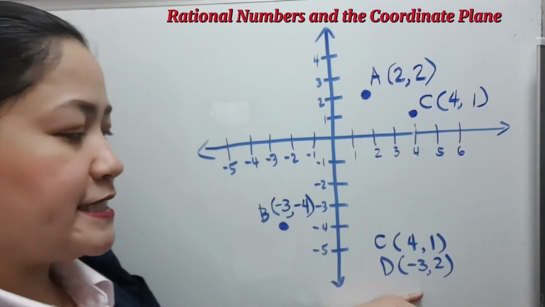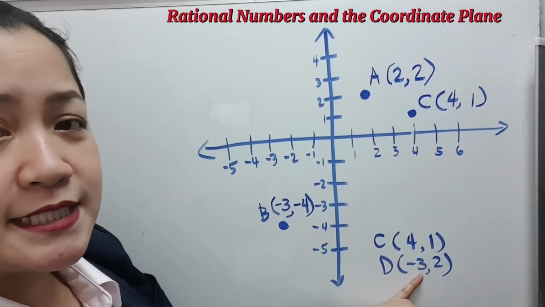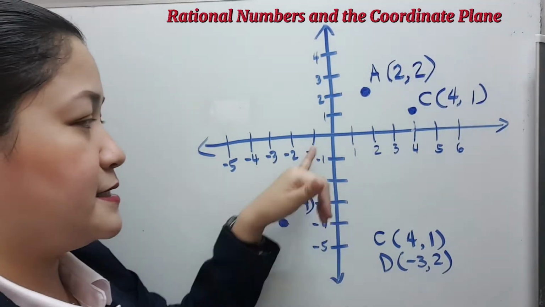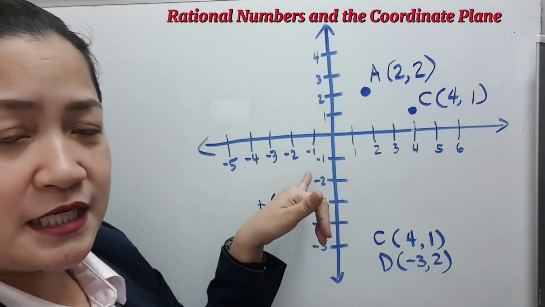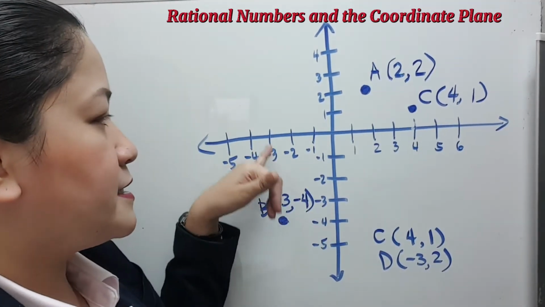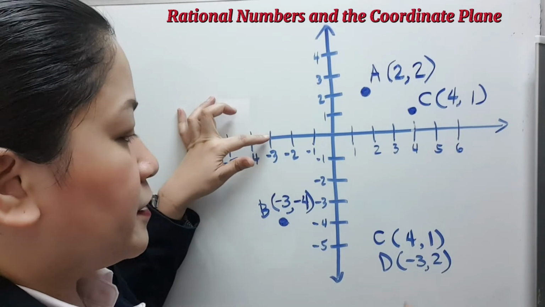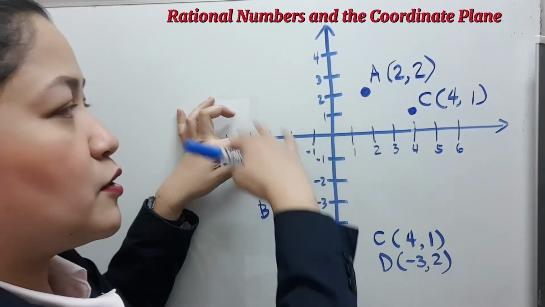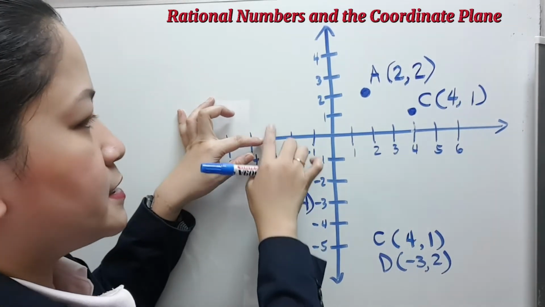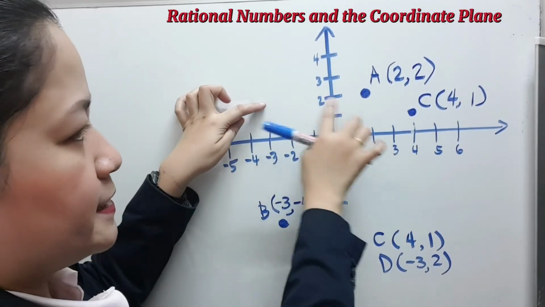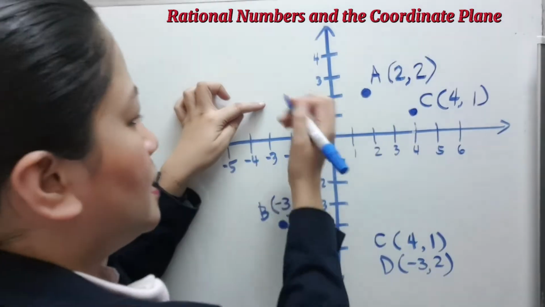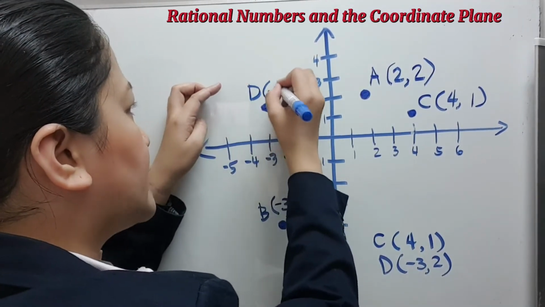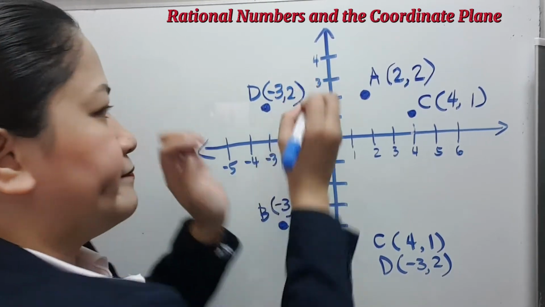How about point D? So the x-coordinate is negative 3. That means from 0, we will move 3 to the left since it is negative. Or find negative 3 in the x-axis. So there is negative 3. Remember your point there. And then the y-coordinate is positive 2. That means you'll go up 2 units. So 1, 2. That is opposite 2 in the y-axis. So our point will be there. And this is point D at negative 3, 2.